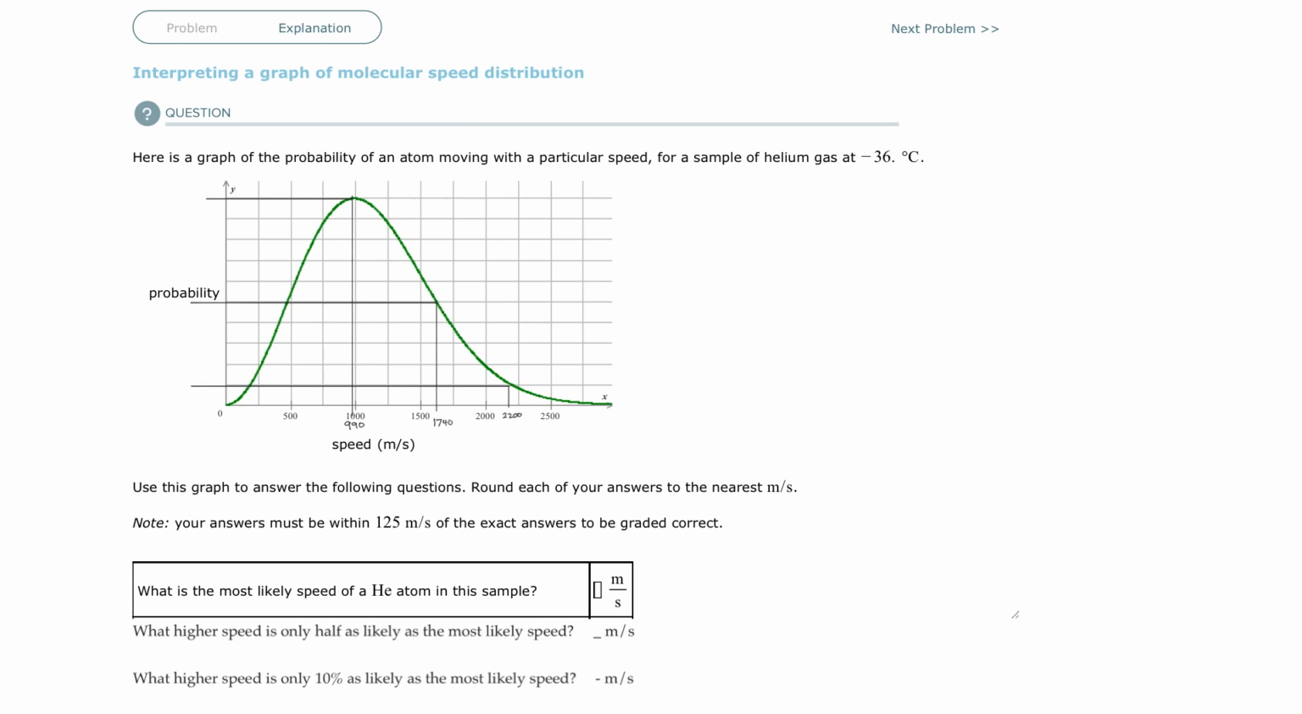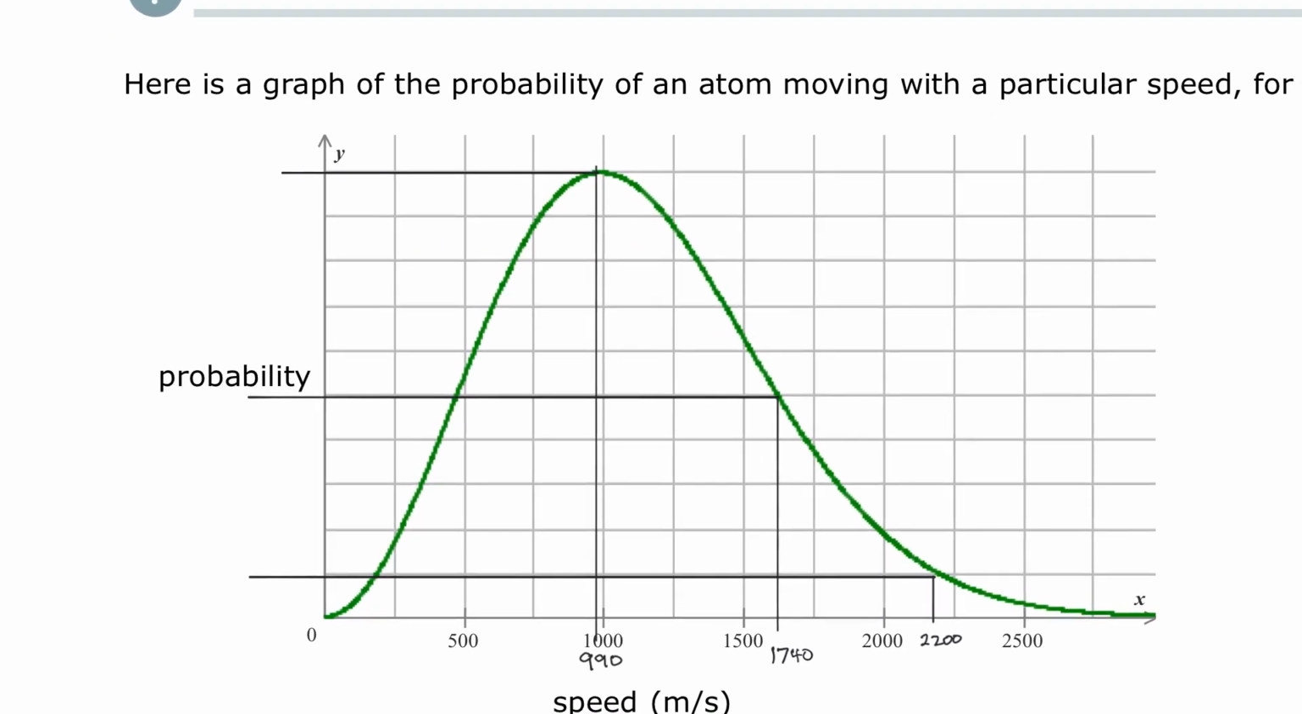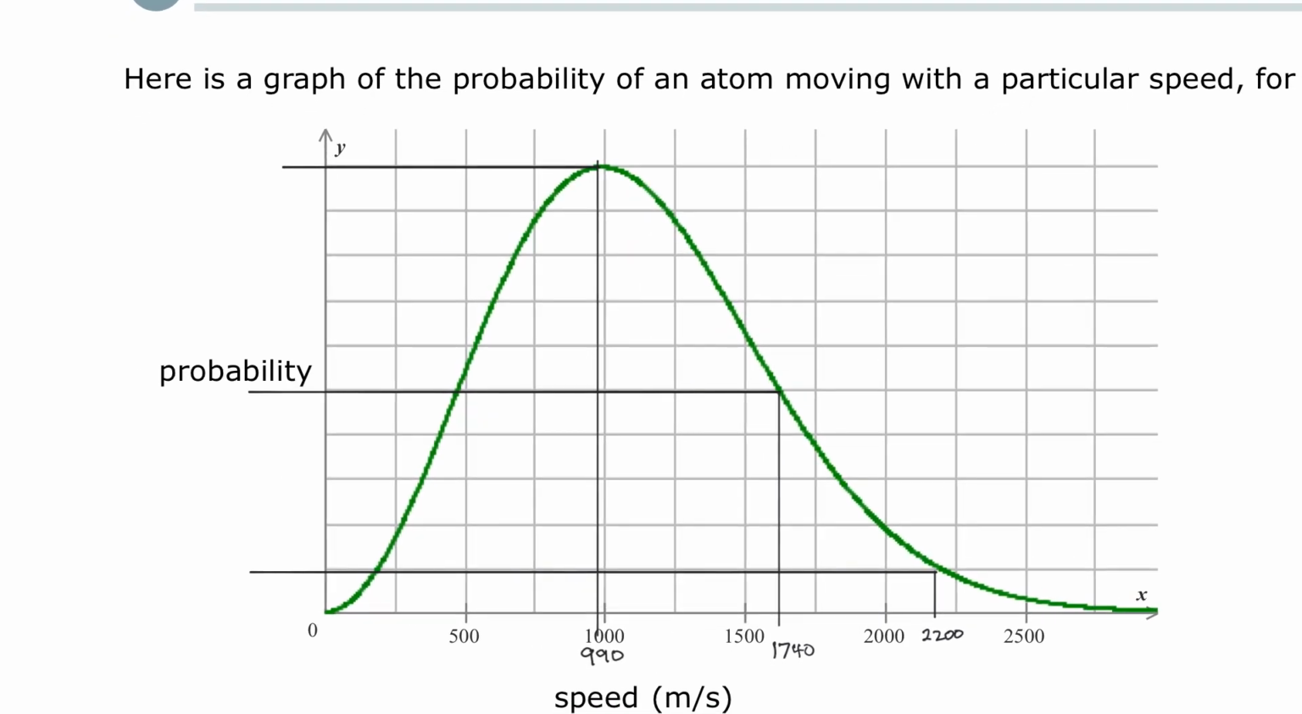Now let me show you what I've drawn. What I've drawn is the top of the curve. This area is where it's the most likely speed that you're going to see. I just put a line here, and then I put a 90-degree line here, and then guessed, just a guesstimate, because there's no way of making a perfect guess here. This is only 250 apart. So I just made a guess.